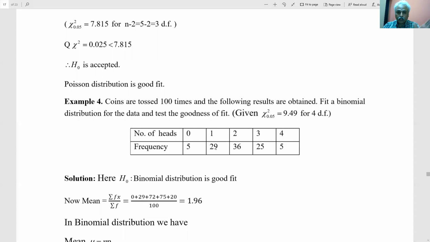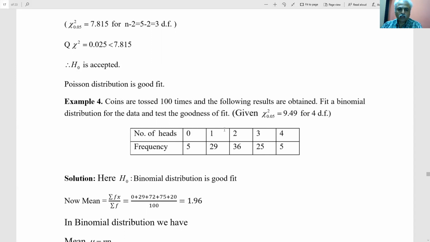When you do that, how many heads fall each time you have to find. Out of 100 times, zero heads have occurred 5 times. One head has occurred 29 times. Two heads 36 times. Three heads 25 times. Four heads 5 times. Every time you toss all the four coins: first time, second time, 100th time. So out of 100 times, zero heads, one head, two heads, three heads, four heads, it has occurred like this.